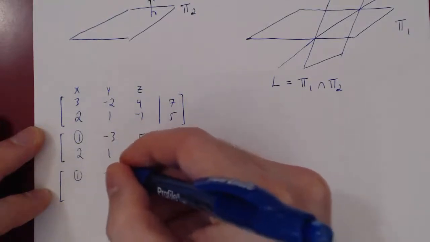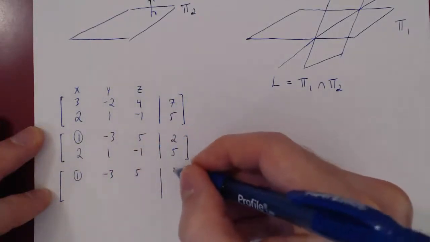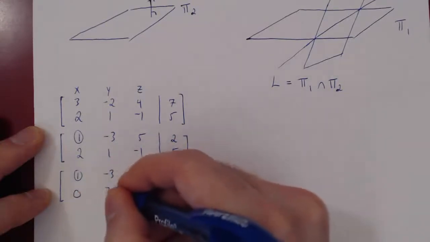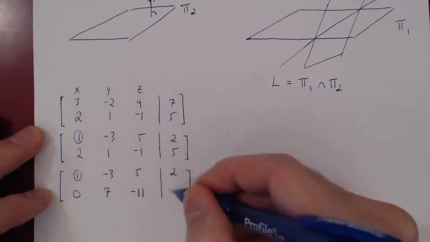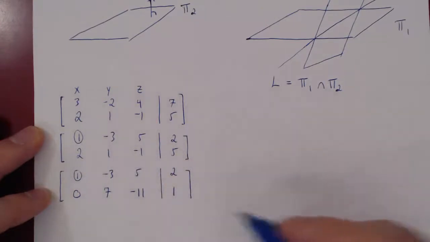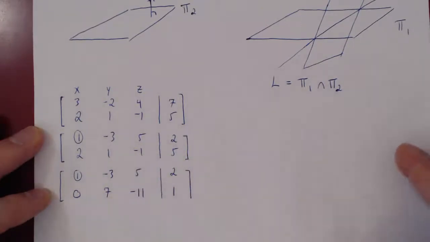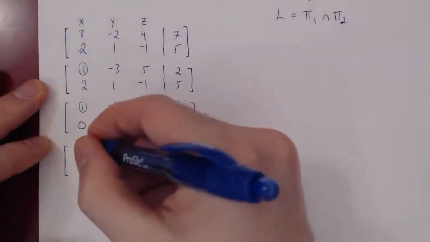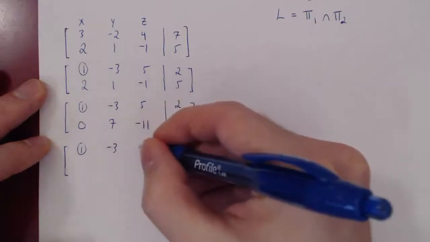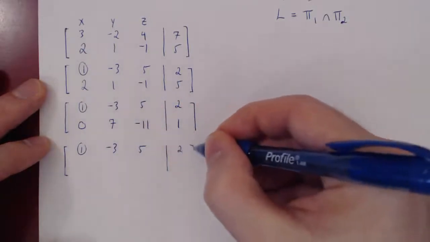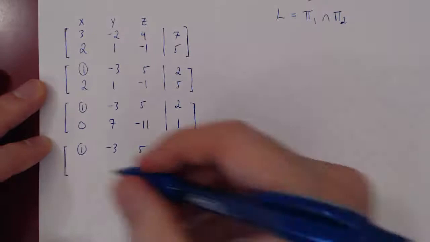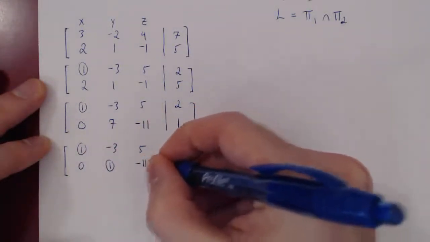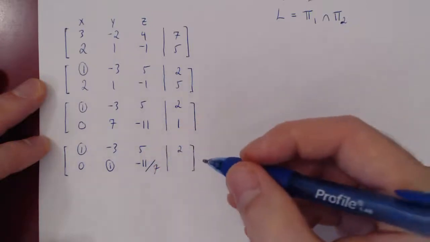Then we're going to kill this 2 with the leading 1 by doing row 2 minus 2 times row 1. We copy the first row. We're not changing it. If you perform row 2 minus 2 row 1, you will get 0, 7, negative 11, 1. We want our second leading 1, so multiply row 2 by 1 over 7. Recopy the first row as we're not changing it. Multiply row 2 by 1 over 7, and you get 0, second leading 1, negative 11 over 7, 1 over 7.